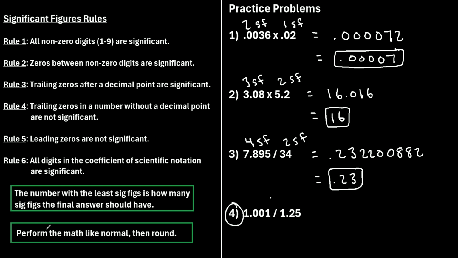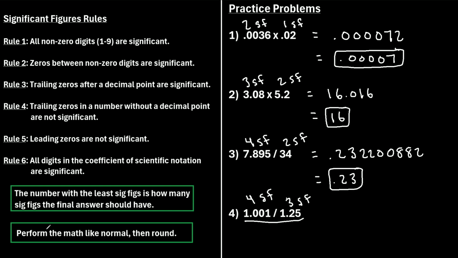Okay, now let's check out our last example here. We have 1.001 divided by 1.25. So once again, we're going to identify how many significant figures are in both of these numbers. So in this first value, the 1 and the 1, those are both significant figures, and the zeros are wedged in between two non-zero digits. So both of these zeros are also significant figures. So this number has 4 significant figures. So let's write that. 4SF. And in this second number, the 1, the 2, and the 5 are all significant. So this has 3 significant figures. So our final answer is only going to have 3 significant figures.